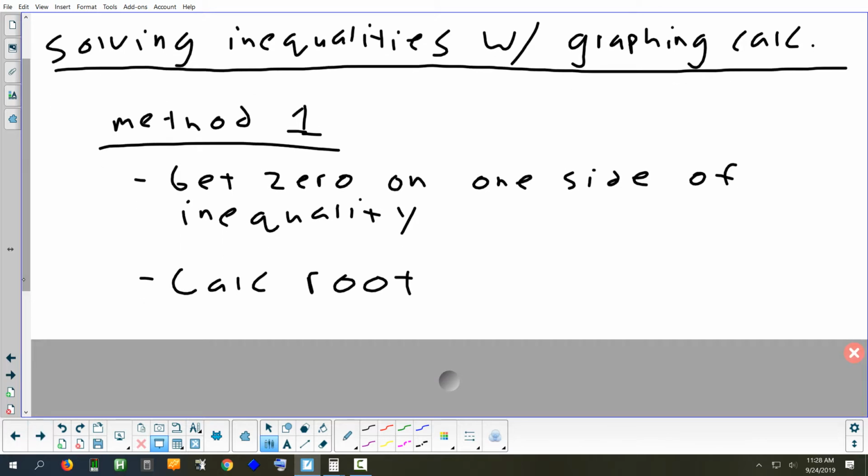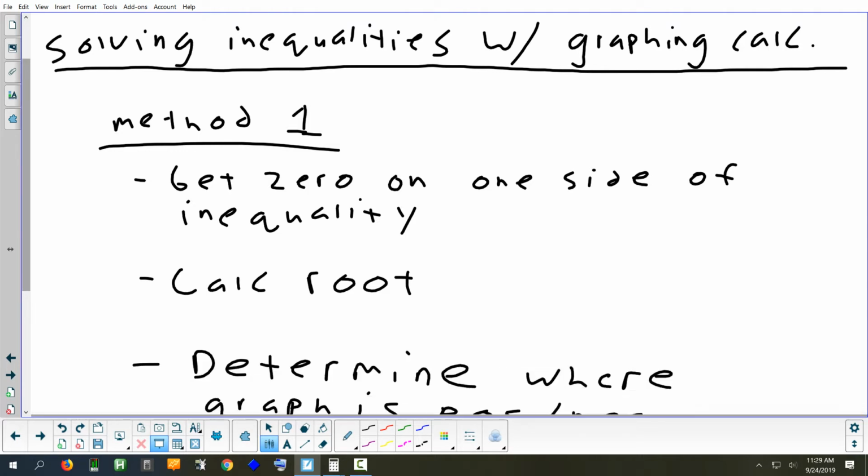Okay, so you get 0 on one side, and then you're going to do second, calculate root. Once you know the root, the answer is going to depend on if the original problem had a less than or greater than. So we've got to do a problem to see it. But the answer is either going to be where you were less than your root or where you were greater than or equal to. Right? So it depends on the problem.